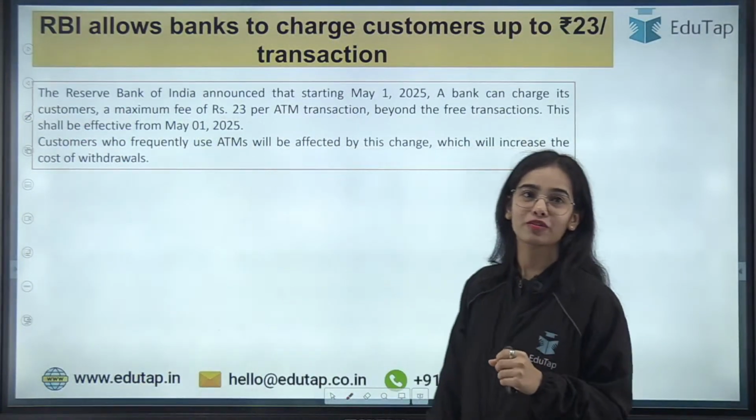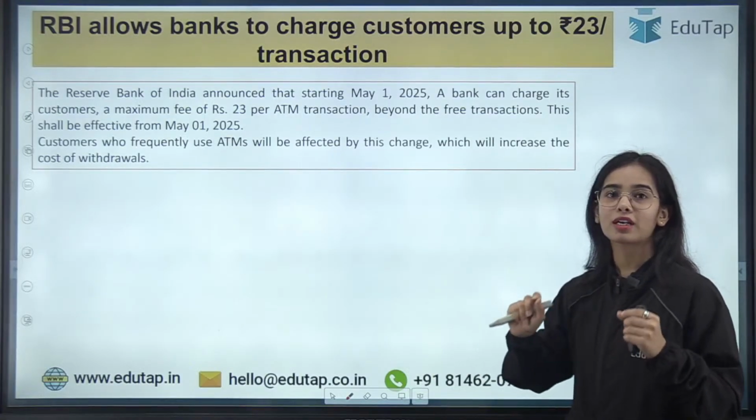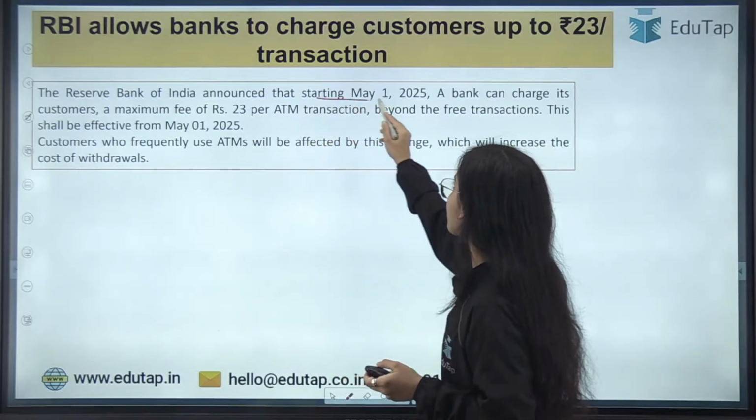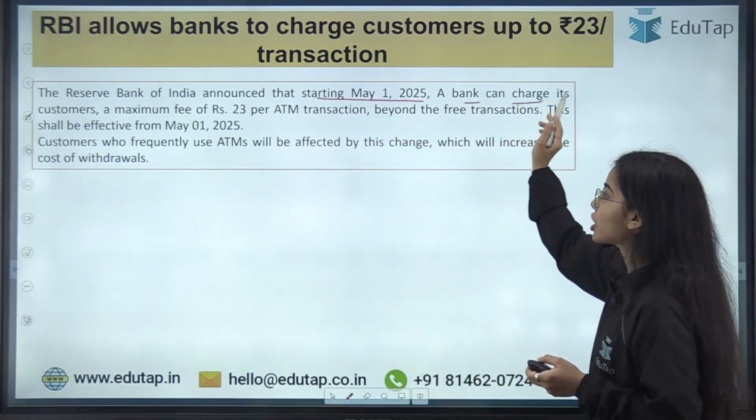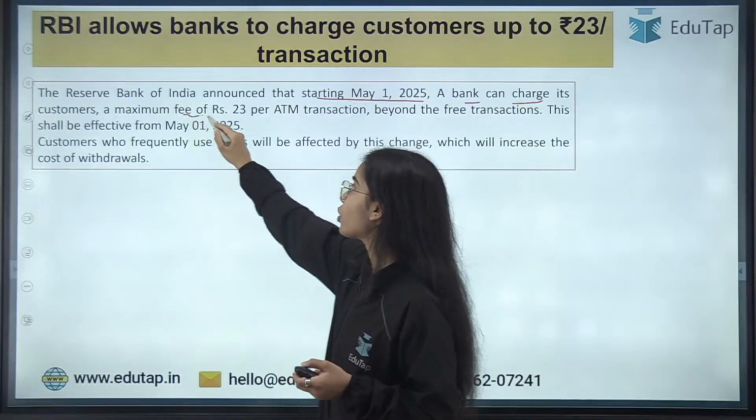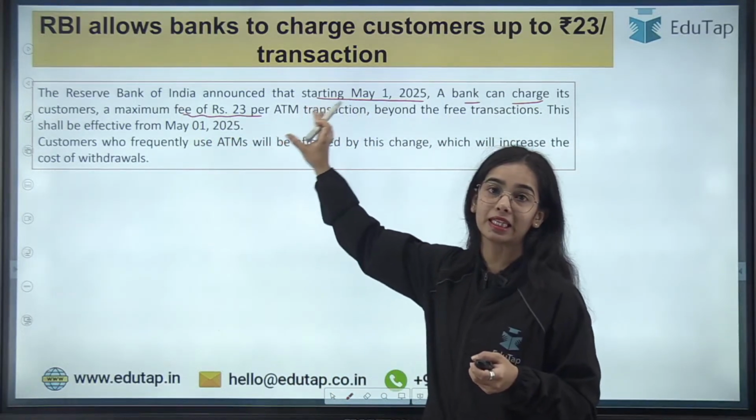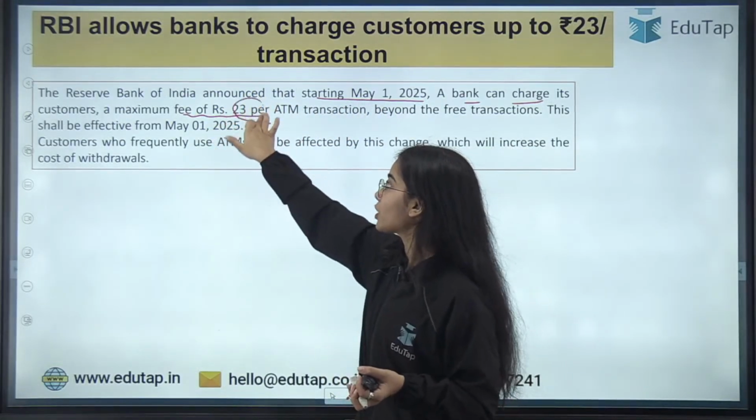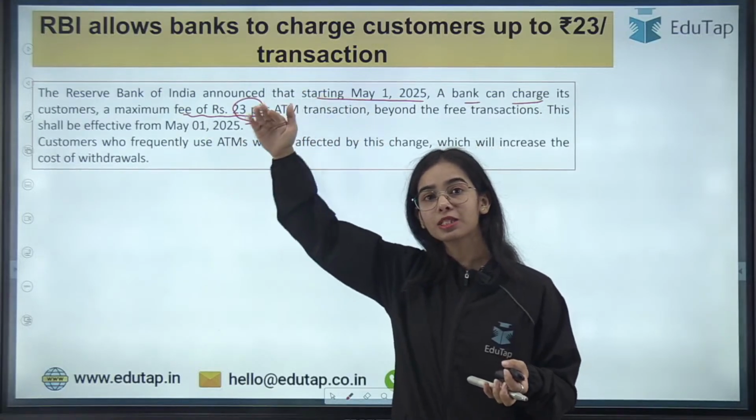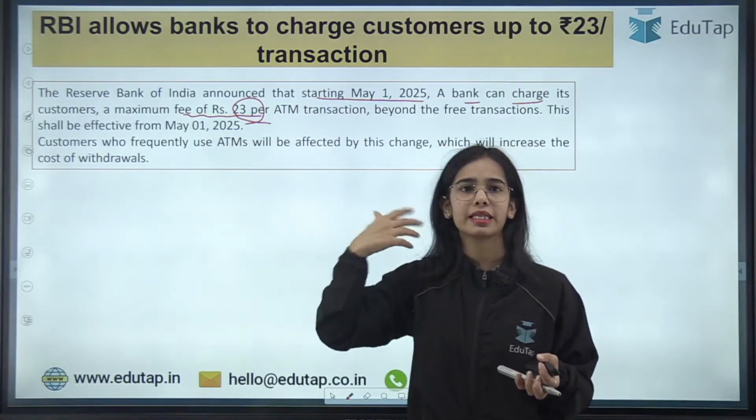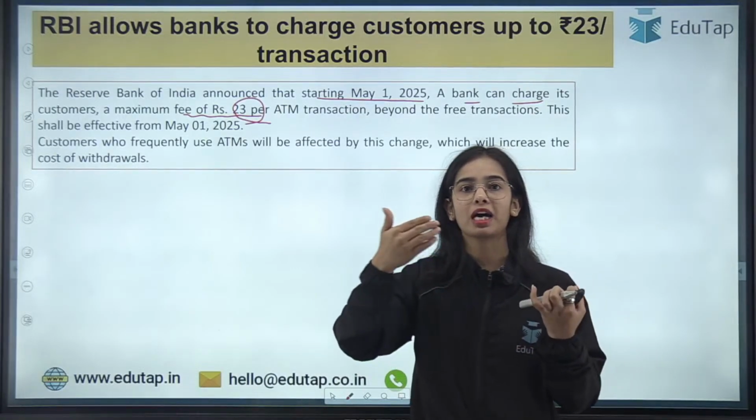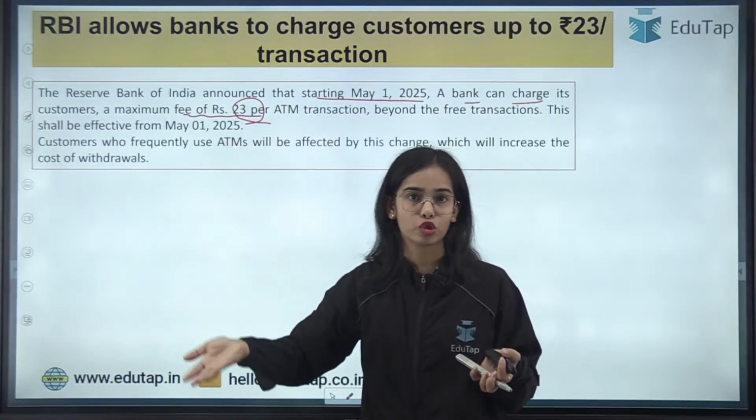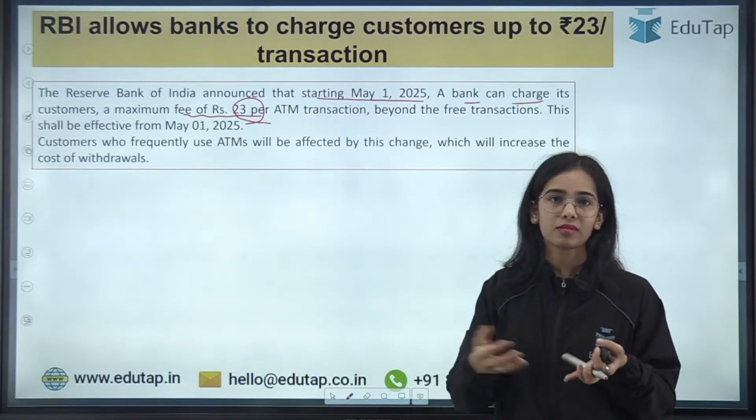Okay. So good morning everyone, and the RBI has allowed the banks to charge the customers up to 23 per transaction. So basically RBI announced that starting May 1st, 2025, a bank can charge its customers a maximum fee of rupees 23 per ATM transaction. So remember that this is not the transaction fee that all the banks will be charging. This is just the maximum that the banks can charge. Some banks, let's say they charge 15 rupees, some banks may charge 17 rupees, or some banks may charge 19, 20, whatever they want to charge, on the basis of their transaction.